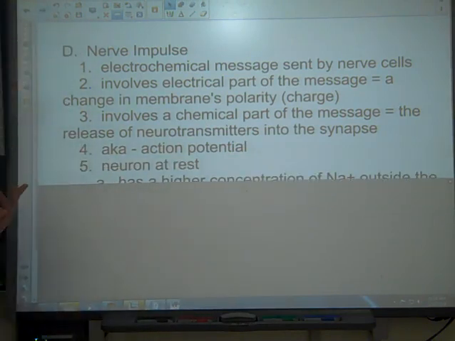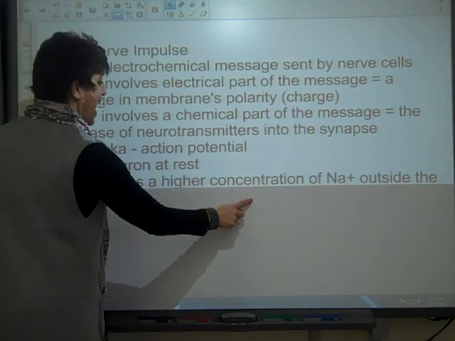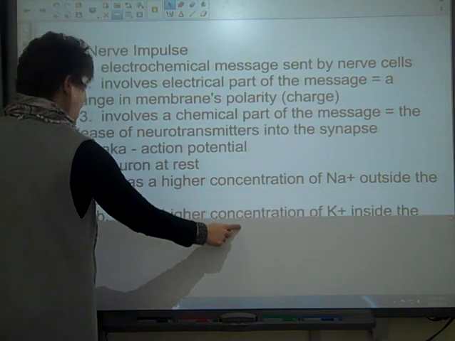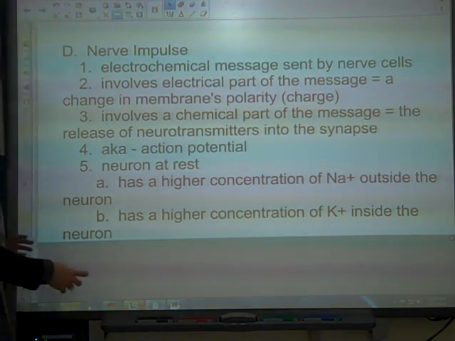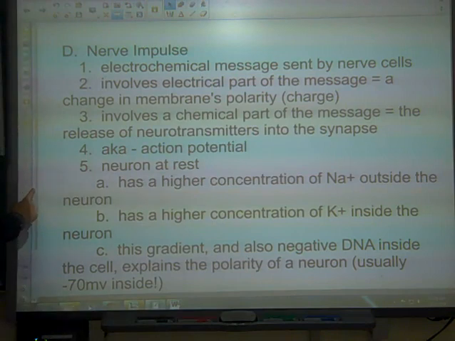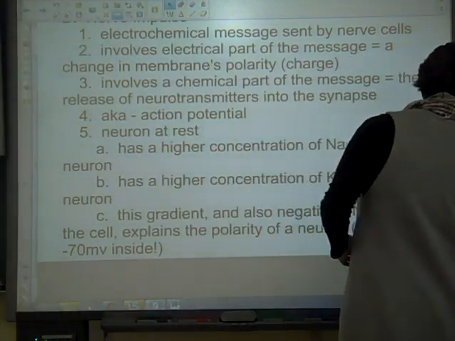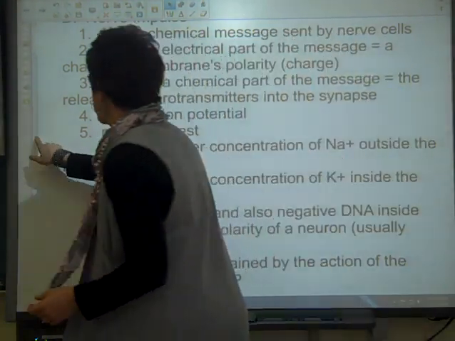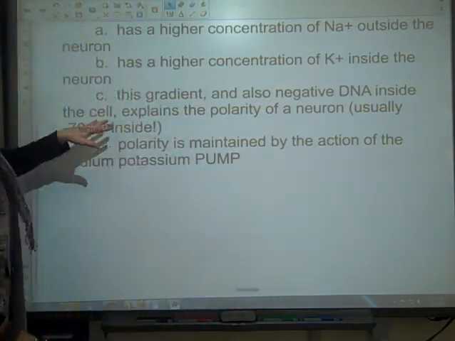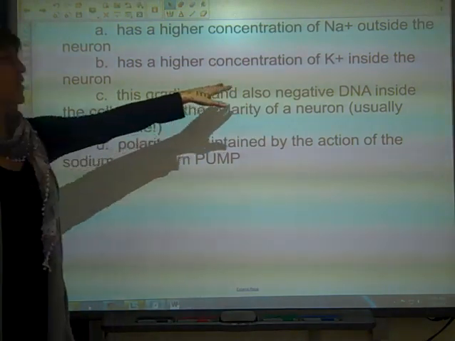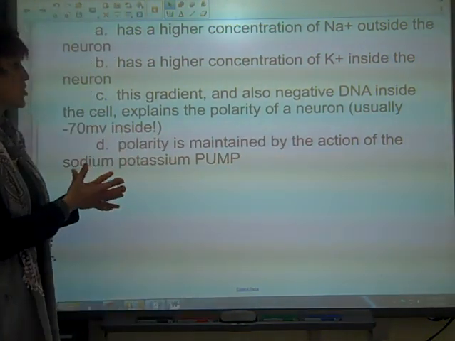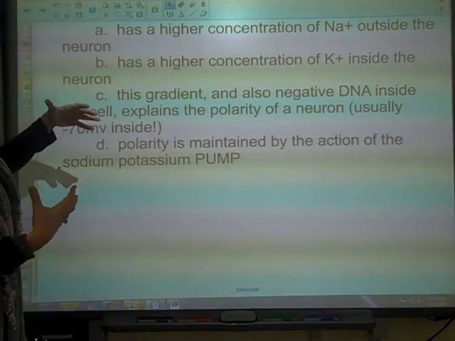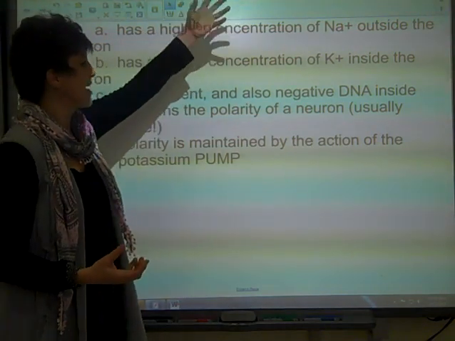In order to understand a nerve impulse, we have to talk about what a neuron is like at rest. It has a higher concentration of sodium outside the neuron, and it has a higher concentration of K+ inside the neuron, and it has an overall negative resting membrane potential. The resting membrane potential is often around -70. There's very negative DNA inside of a cell that helps add to the charge difference, but it's also really due to the fact that there's more positive sodium ions outside.